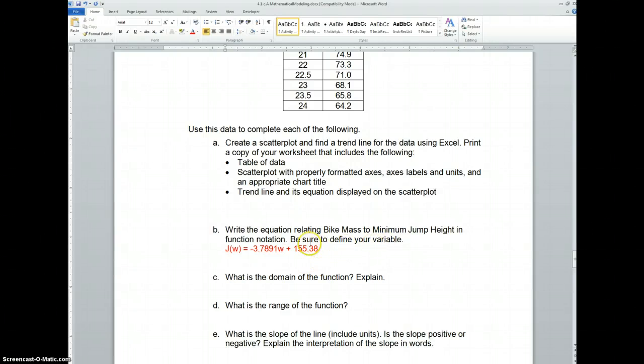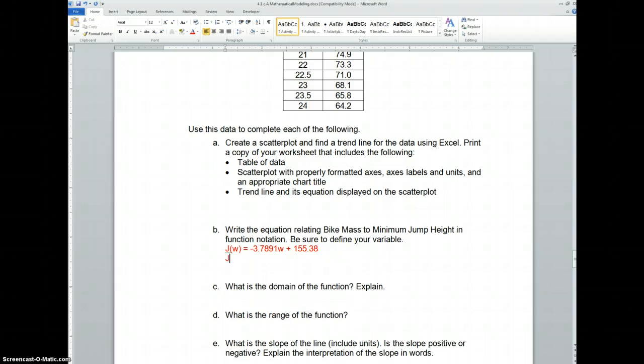Okay, but we need to define our variables. So we're going to put down below this, J of W is going to be the jump height, and just plain old W is going to equal the weight.